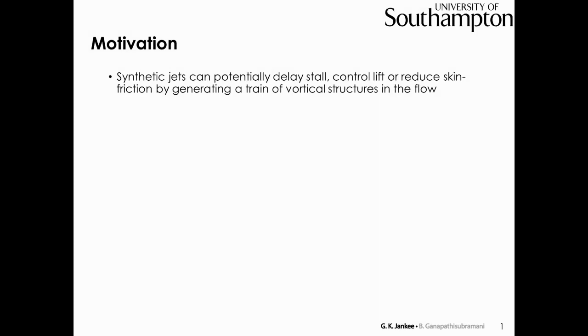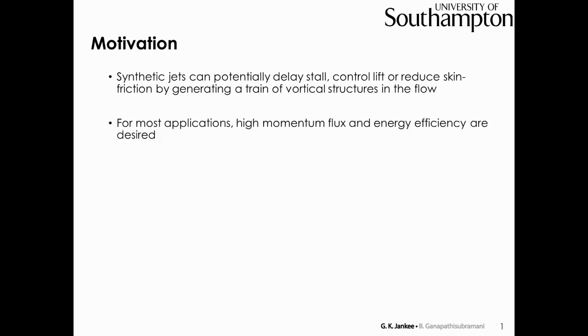The ability to generate a train of vortical structures can effectively counter the amplitude modulation effects between large outer scale structures and smaller inner scale structures in a turbulent boundary layer, and this has been shown to lead to a reduction in skin friction. In most flow control applications, what is desired is a high momentum flux and high energy efficiency. And to achieve this, various studies have been carried out. Further, because of the bidirectional nature of a synthetic jet, it is also important to look at the internal geometry, and that's what we are going to look at in this study.